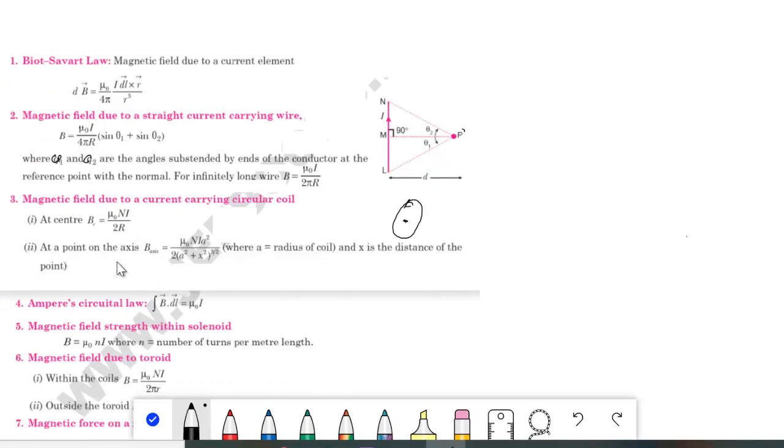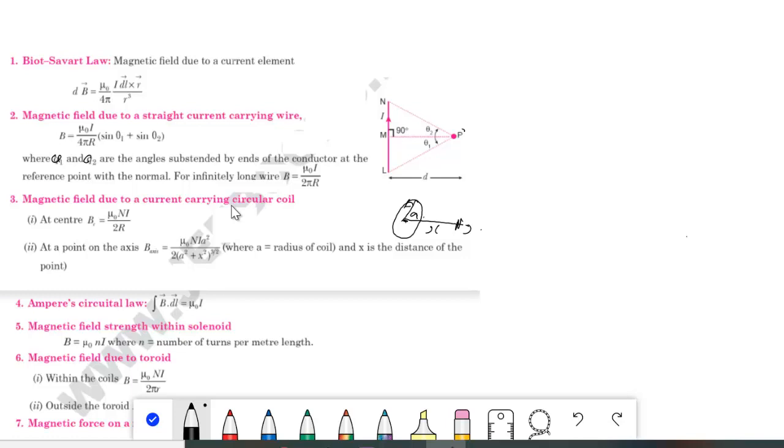Next, when we are considering a point on the axis of the circular wire, B equals mu 0 N I a square divided by 2 into a square plus x square the whole power 3 by 2. Here a is the radius of the coil and x is the distance of the point from the center of the coil.